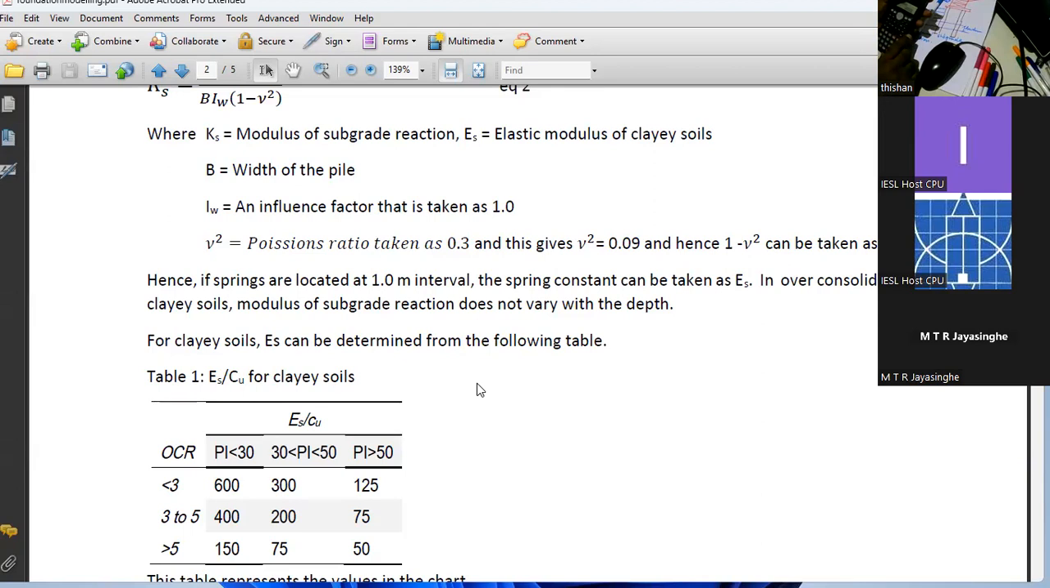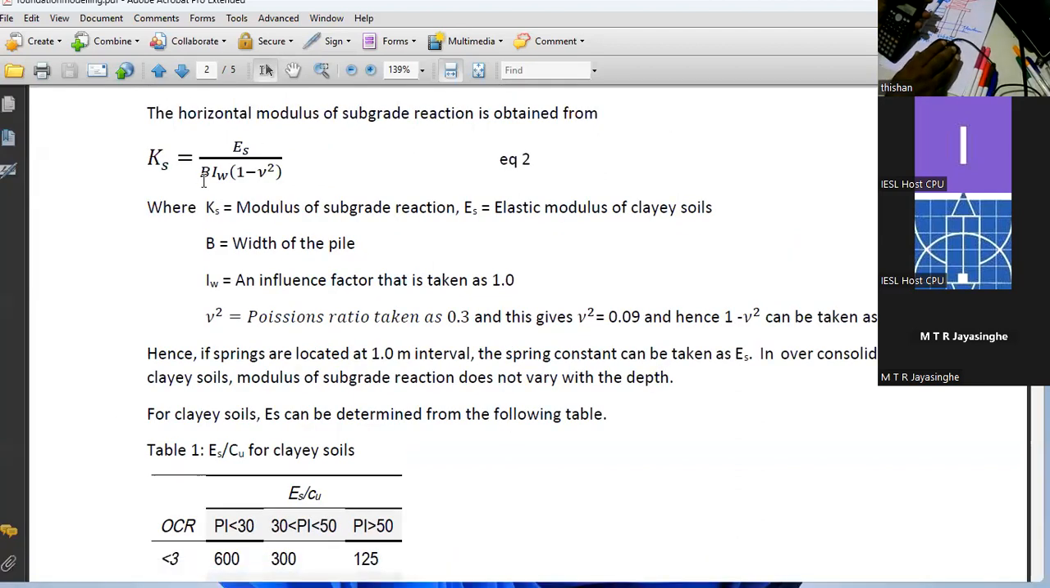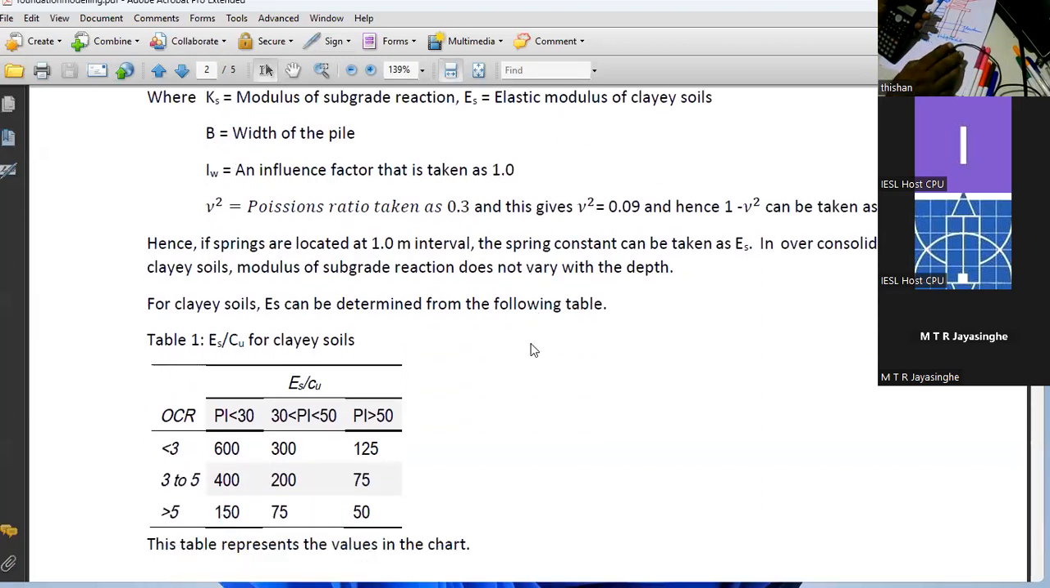If you are going to have 1 meter diameter piles, and also you are having springs every 1 meter depth, then the horizontal subgrade reaction will be 30,000 multiplied by 1 multiplied by 1. On the other hand, if you have a pile of 1.2 diameter, then ES divided by 1.2, and then again you can find the value of ES. Likewise, you will find that the horizontal subgrade reaction does not depend on the size of the pile. It is a constant value.